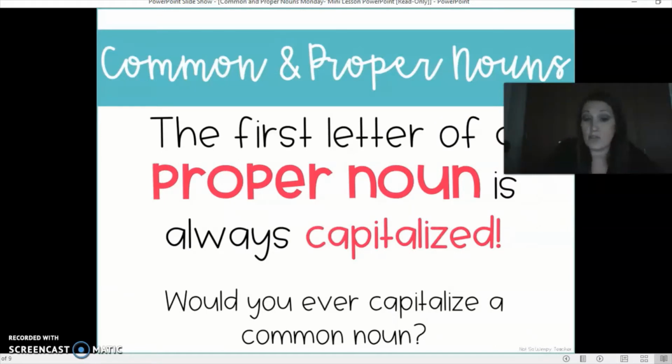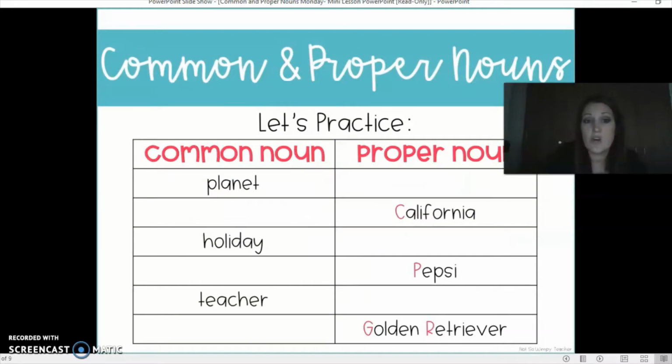And then it asks, would you ever capitalize a common noun? So let's say it was going to start with dog. Dog is a common noun because you don't know what kind of dog. It's not specific. So if I'd say dogs bark really loud, would that ever be capitalized? Well, yeah, if it's at the beginning of a sentence. So there are other rules for capitalization, but that kind of depends on where they are in the sentence. But proper nouns always need to be capitalized. So here, let's practice.